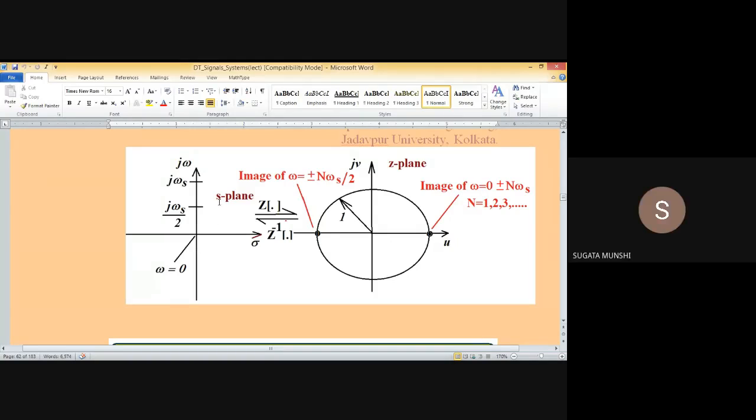Corresponding to any point on the right side of the S plane, you will have an image at the exterior of this unit circle, outside this unit circle. Where exactly the image is will be determined by both the sigma and omega values of that point that you're considering.